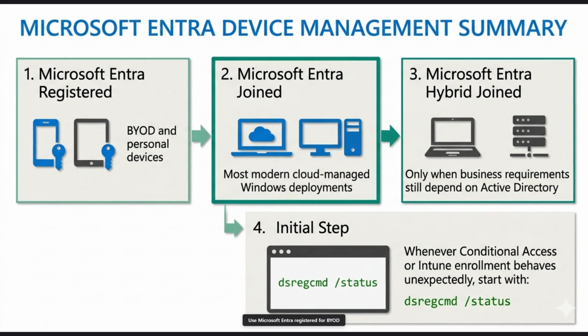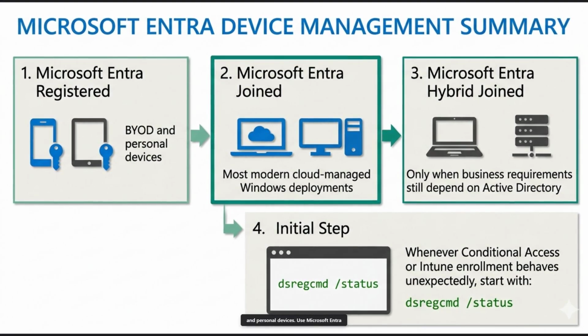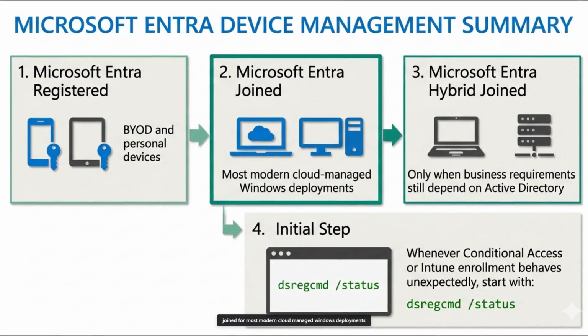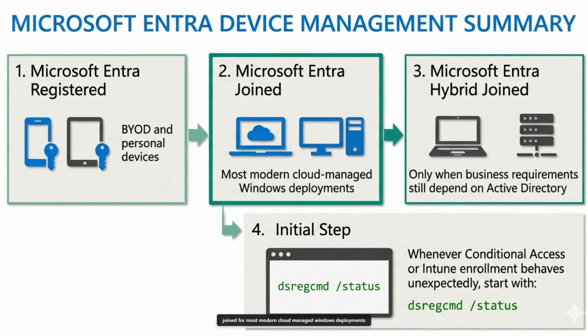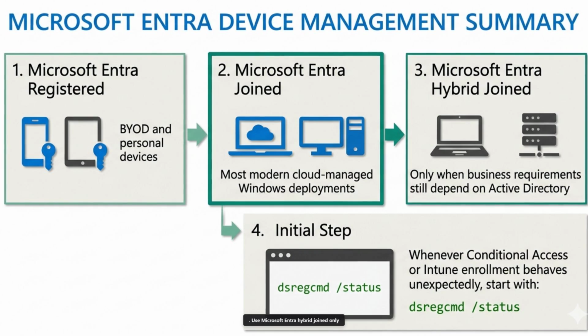Use Microsoft Entra Registered for BYOD and personal devices. Use Microsoft Entra Joined for most modern cloud-managed Windows deployments. Use Microsoft Entra Hybrid Joined only when business requirements still depend on Active Directory. Whenever conditional access or Intune enrollment behaves unexpectedly, start with dsregcmd /status. Verify the device state before modifying policies, enrollment settings, or security controls.